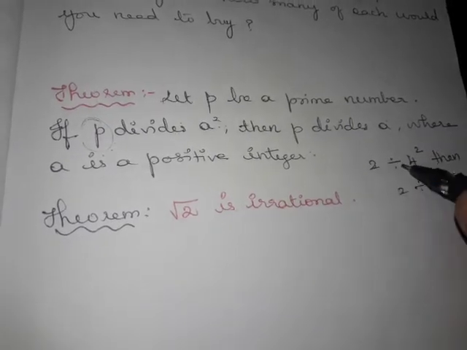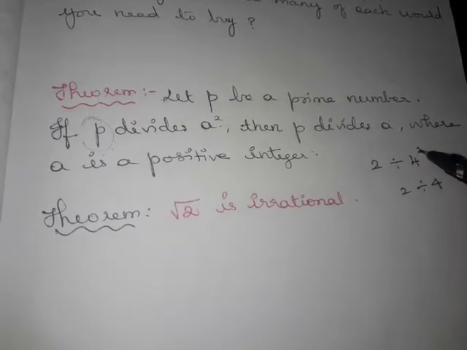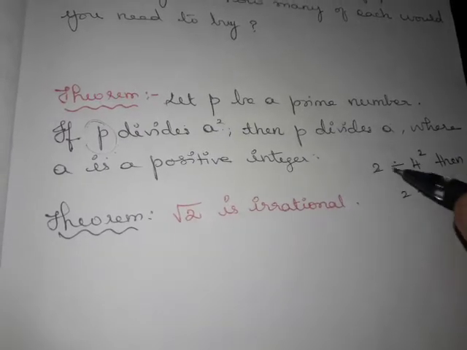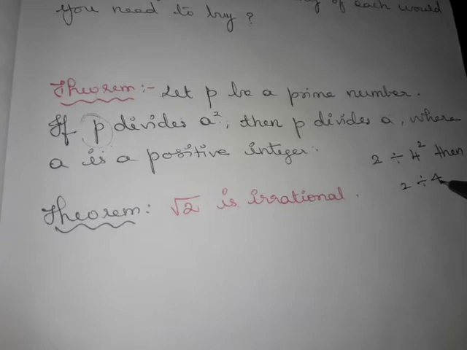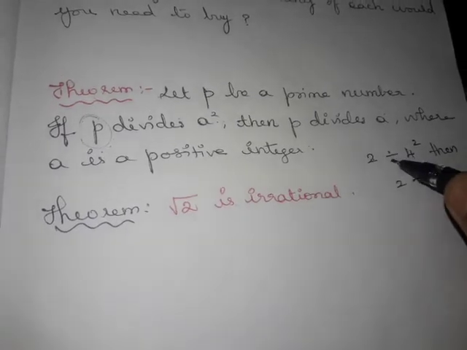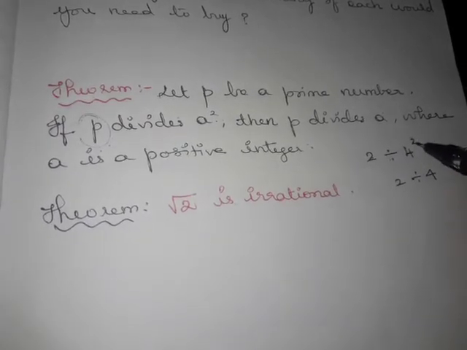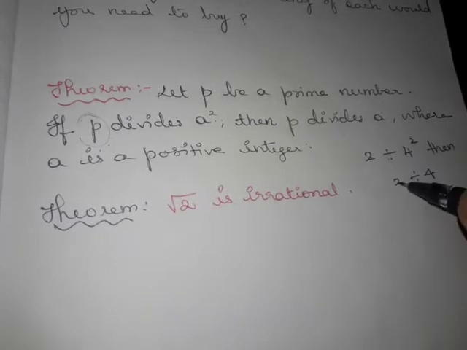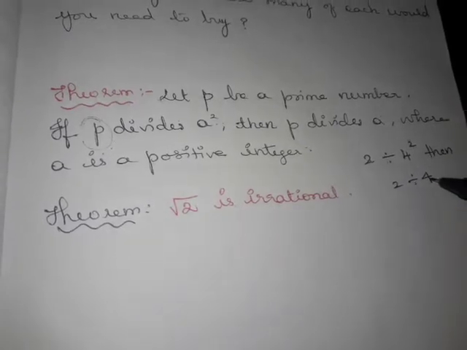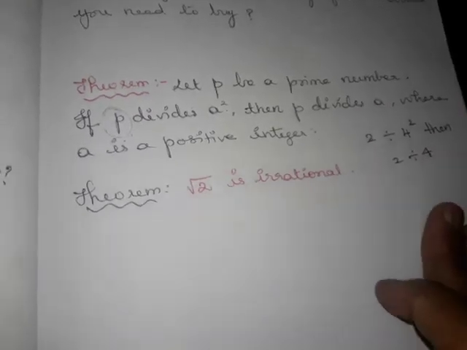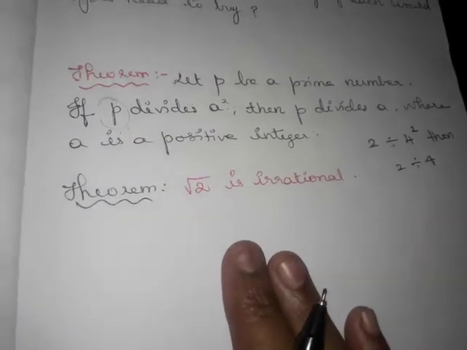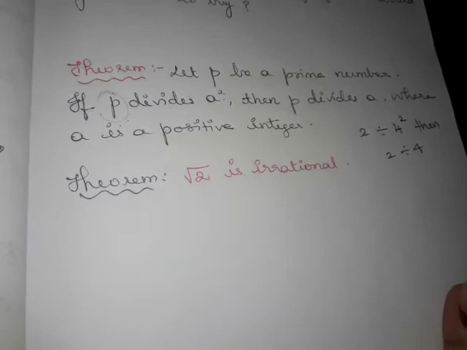If a prime number divides any positive integer's square, then the same prime number will divide the number itself. I repeat, if a prime number divides any positive integer square, then the same prime number will divide the number itself. That is the meaning of this theorem. So keep this theorem aside. Now let us come back to this. We need to prove root 2 is irrational.